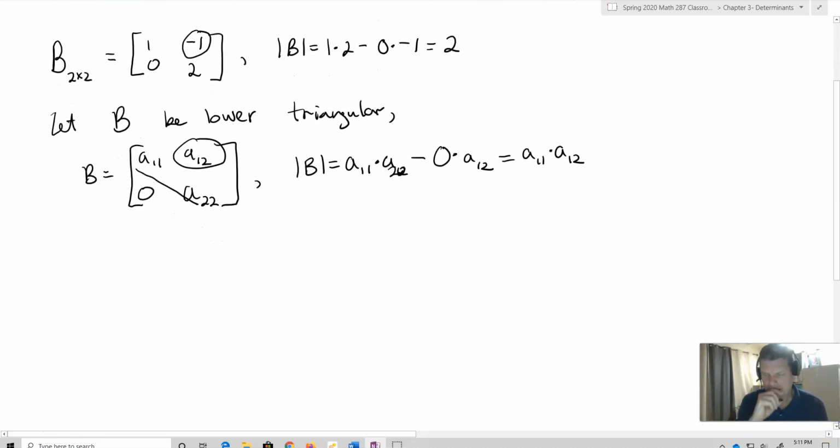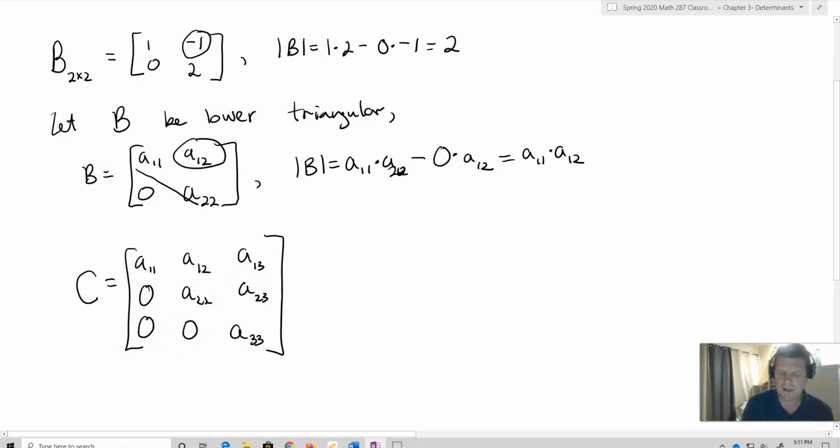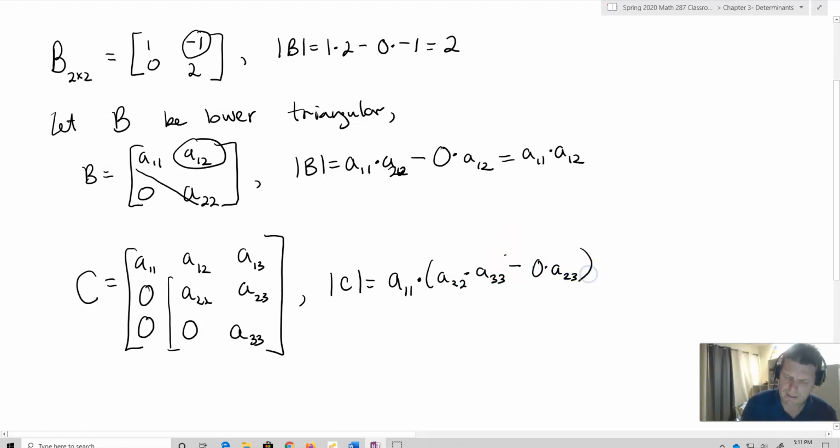Let's take a look at the 3 by 3. I'm not going to rigorously prove this, but I'm going to show you in the case of the 3 by 3. Let's take, for example, a11, a12, a13, then 0, a22, a23, and then 0, 0, a33. So the determinant of C is now going to equal a11 times the determinant of this submatrix, which is a22 times a33 minus 0 times a23.